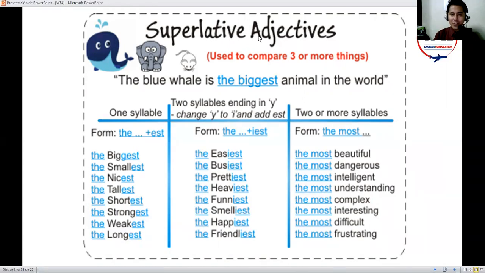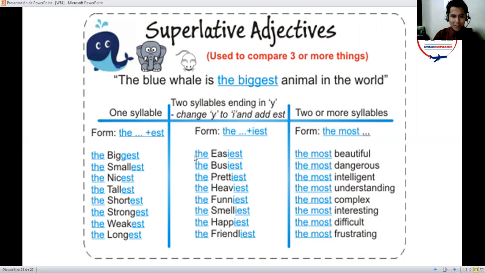Now, they say, used to compare three or more things. As I mentioned, we are going to have a group of things. And the example is this: the blue whale is the biggest animal in the world. They are comparing these three animals. Here we have the blue whale, the elephant, and the mouse. They say the blue whale, this one, is the biggest animal in the world. In this part, they make a difference between the blue whale and all of the other animals.